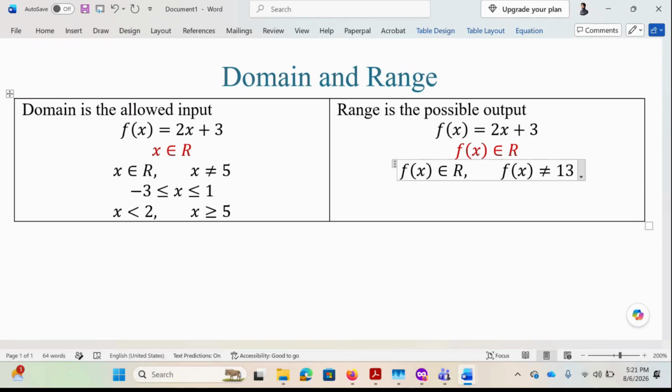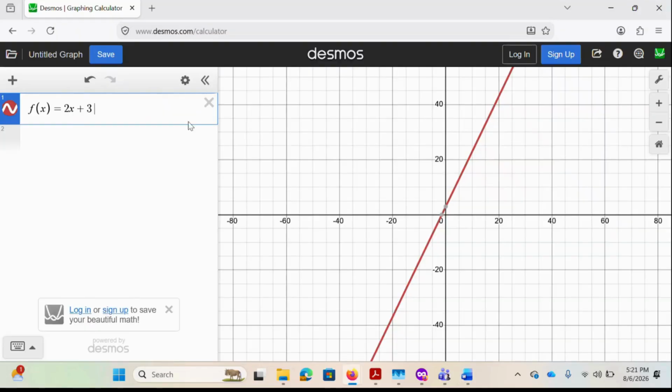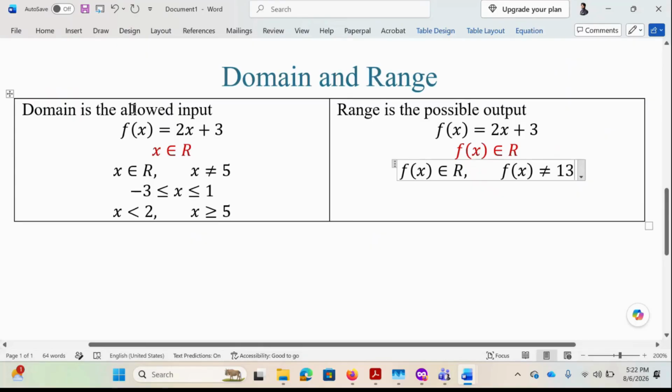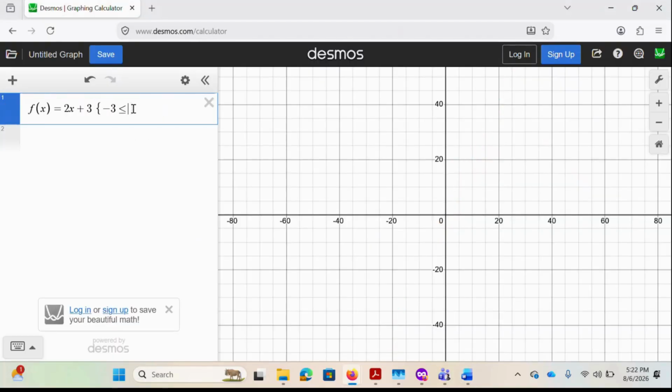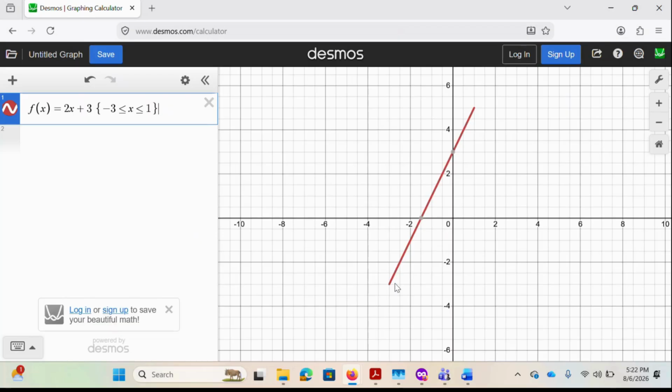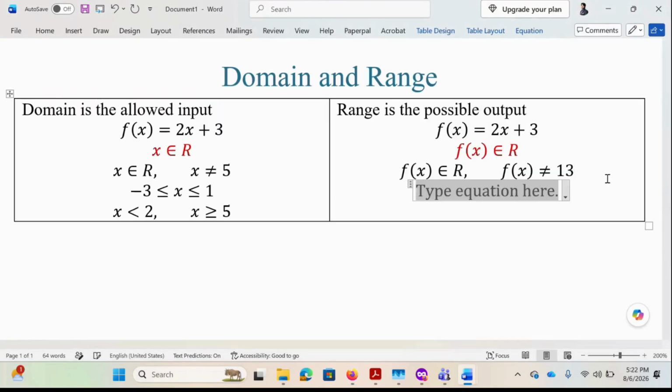Give it a go, try it. What is the range from negative 3 to 1? You cannot tell me without using your graph. These are very easy functions. You can write it without using the graph, but it is not recommended, because then the later ones become difficult. If I tell you negative 3 to positive 1, what are the possible outputs? What is the smallest output that I am getting? Negative 3. And what is the biggest output I'm getting? 5. So what will be my range for this one? I'll say f(x) is between negative 3 and 5.